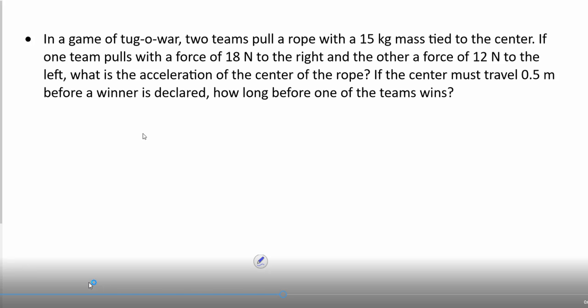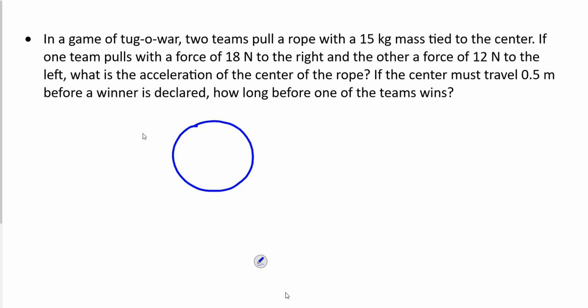In a game of tug of war, you have two teams that are pulling in opposite directions on a rope that has a 15 kilogram mass tied to the center. We know that one team pulls to the right with a force of 18 newtons, the other to the left with a force of 12 newtons. We want to know what's the acceleration of that mass at the center of the rope. And then if the mass has to travel 0.5 meters before a winner is declared, how long does that take?